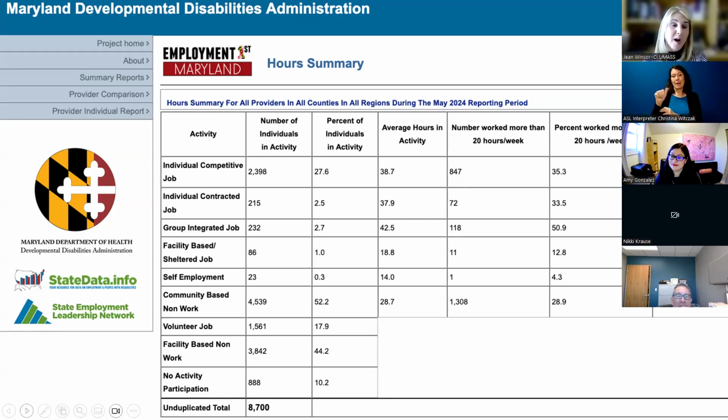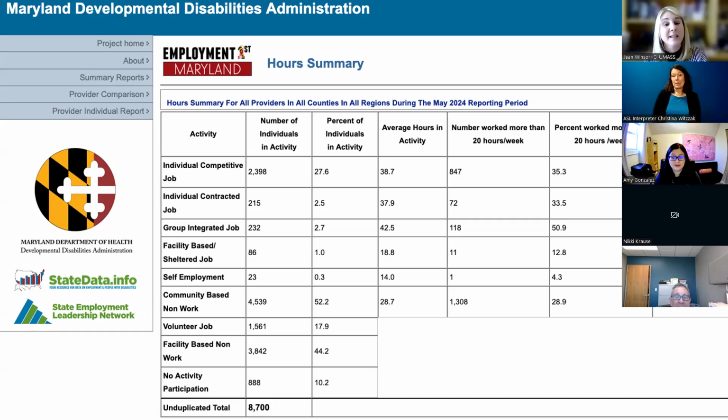There's an actual drop down for individual employment outcome data collection. This is just one of the ways that we display data for Maryland. And you can see where it's broken down by the type of employment activity. And somebody had asked earlier about self-employment. Is that counted? Maryland does count that.